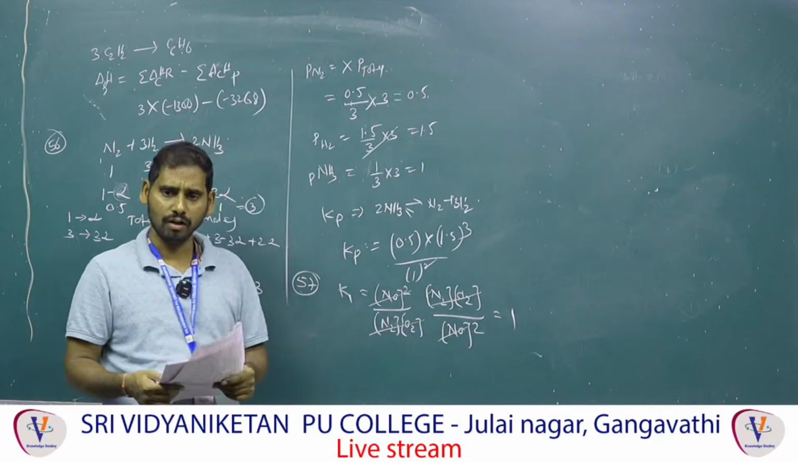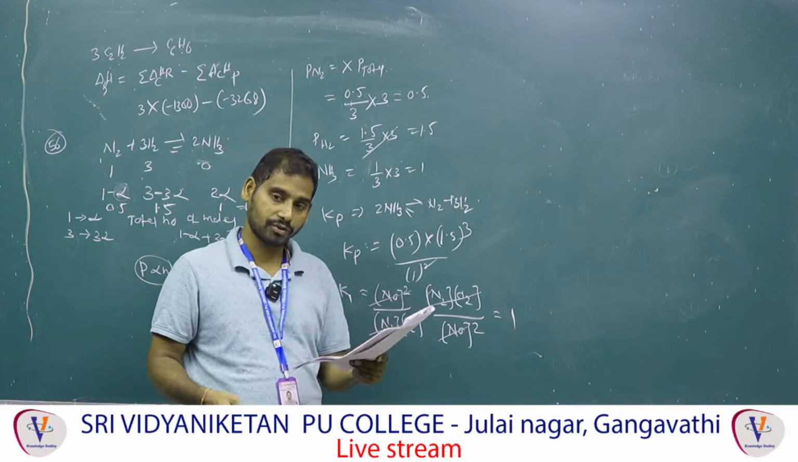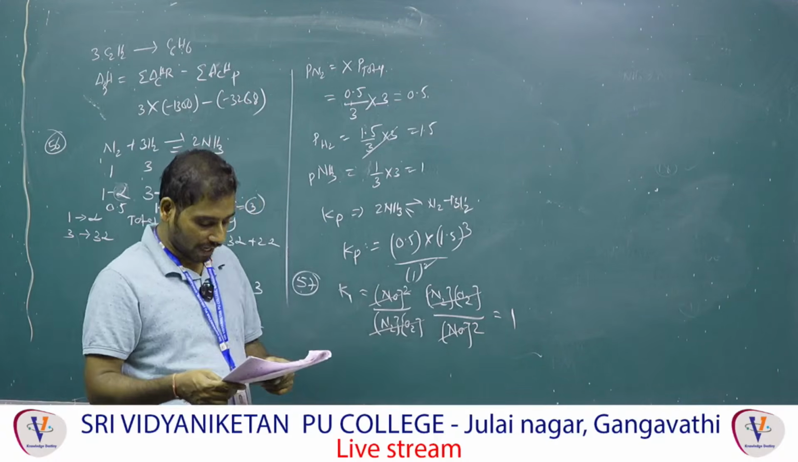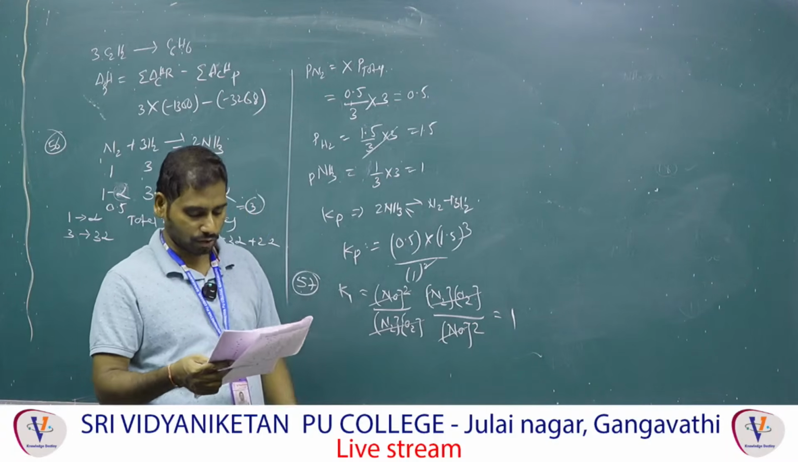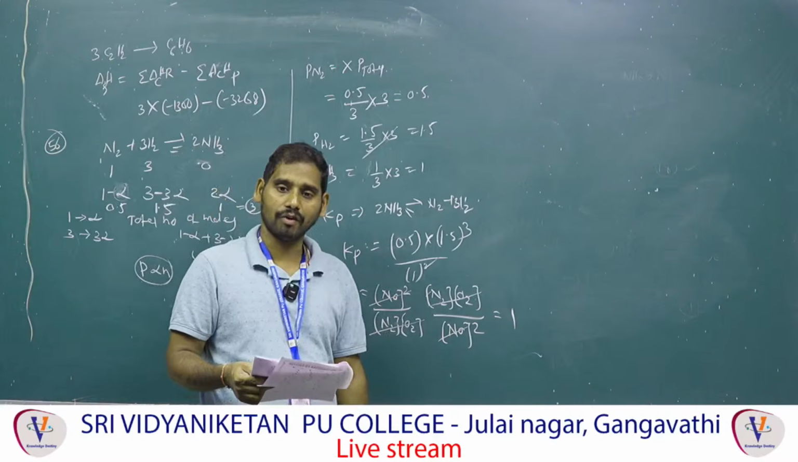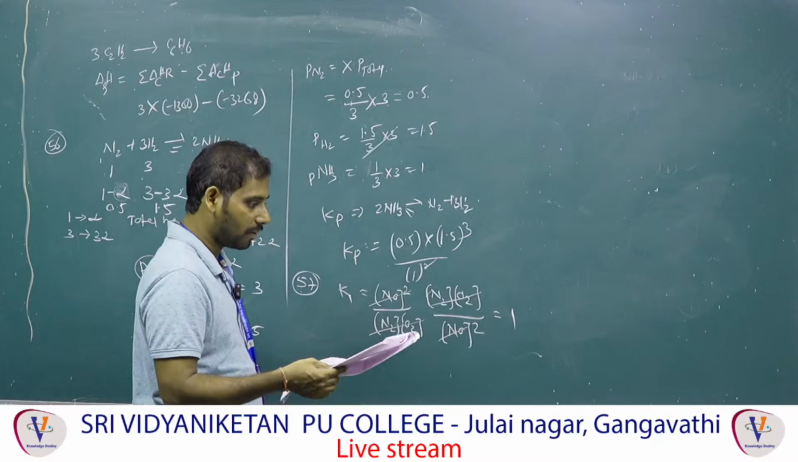So the first option is satisfied. First option is correct. Like that, you have to check the second option and third option. Then you will get A and B. The third option you will not get. A, B, right? B also. Root K1 means K1 to the power 1 by 2.